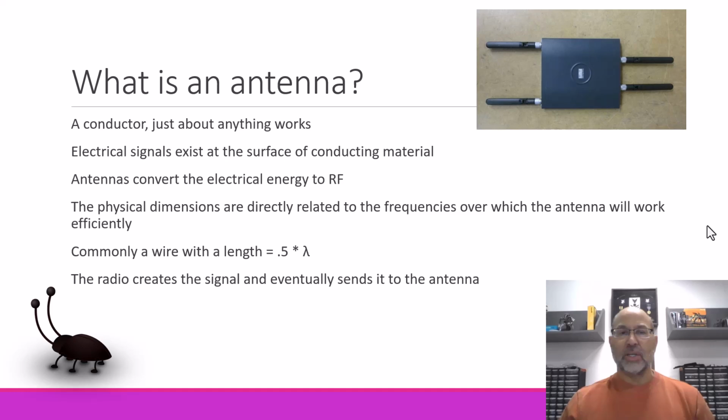In this particular case, you can also see the physical distance between them, and that is because these are what we call diversity antennas. It's trying to pick up the best signal, and so the antennas are one wavelength apart. So that's why that is.